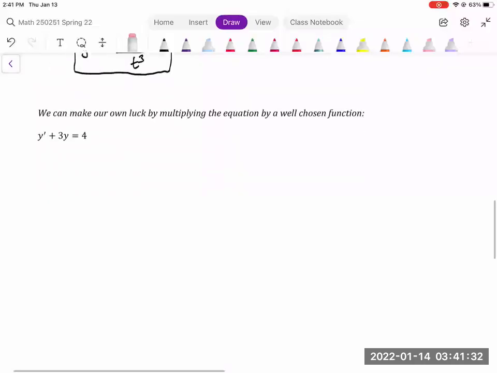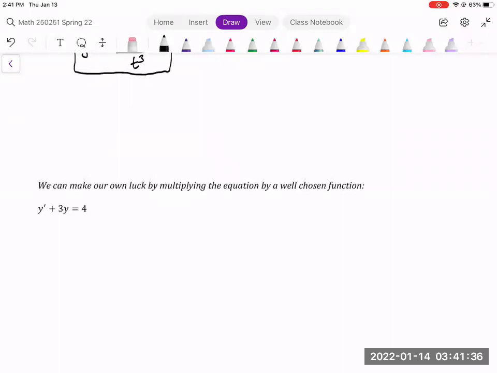Okay, so in general, it's not going to be the case that our differential equation has this special format of a derivative times some function plus y times the derivative of that function equals whatever the right-hand side is. In general, we won't see that. So for example, below we have this standard format linear DE, y prime plus 3y equals 4.